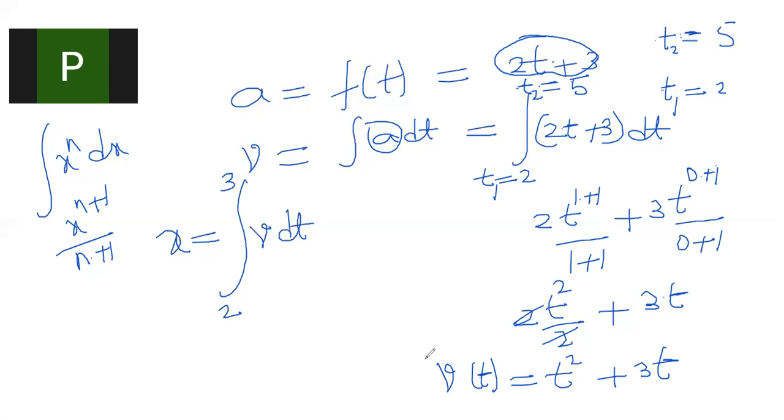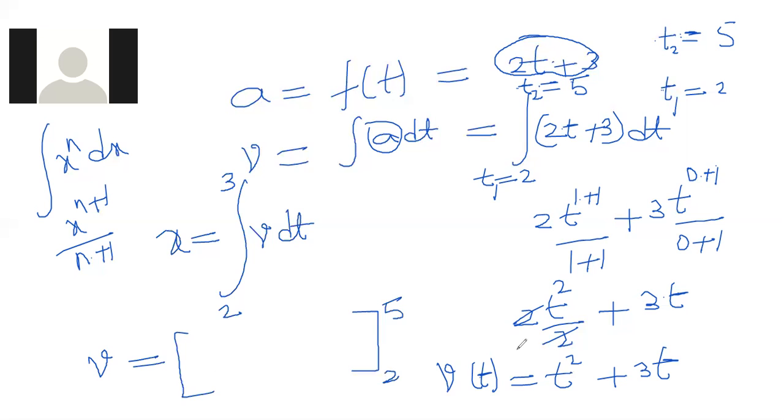Here also I just found out the velocity function. I didn't find out the velocity. What is the velocity? Kritika, can you tell me? Within the limits 2 to... t square plus 3t. Where did 5 and 2 come from, sir? That is there in the question, man. They gave it in the question.